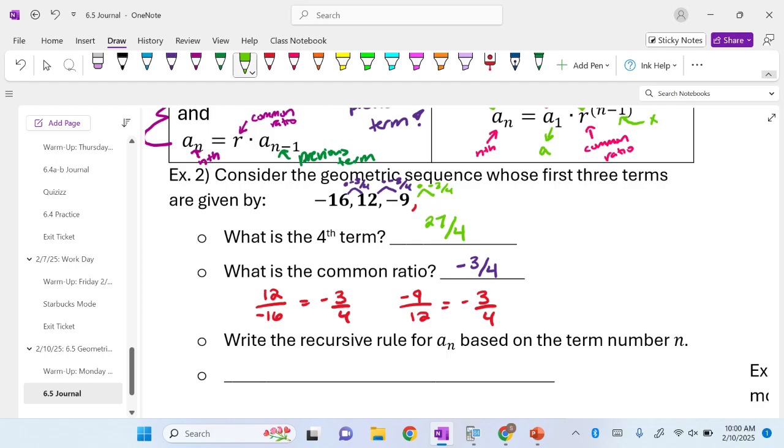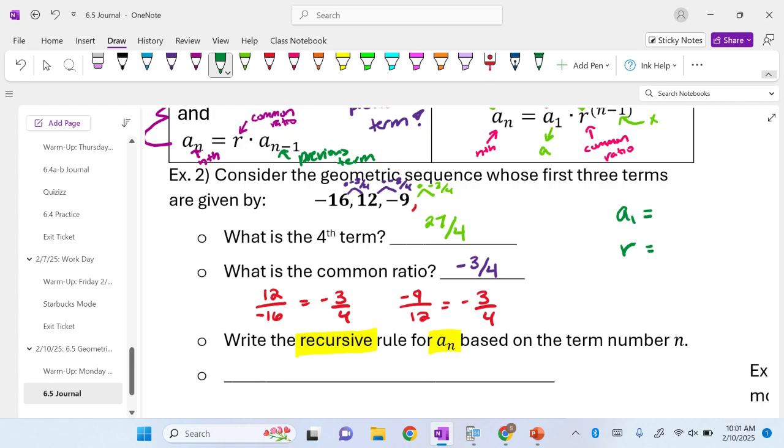And remember, if you don't remember how to convert to a fraction in your calculator, hit the math key and then enter twice. Now, it then wants us to write the recursive formula for A of n. All right. So remember, for either of the formulas, we need two things. We need A of 1 and we need r. We have both of them already.